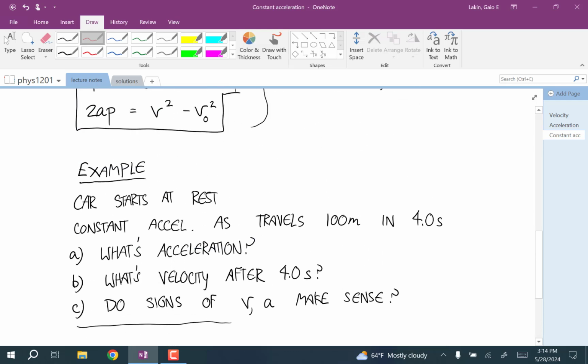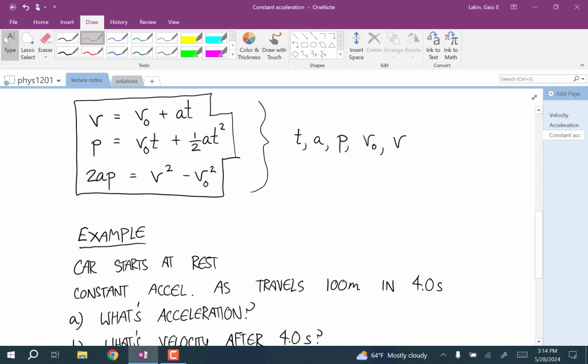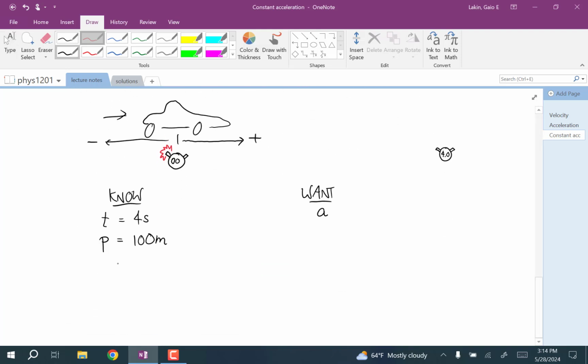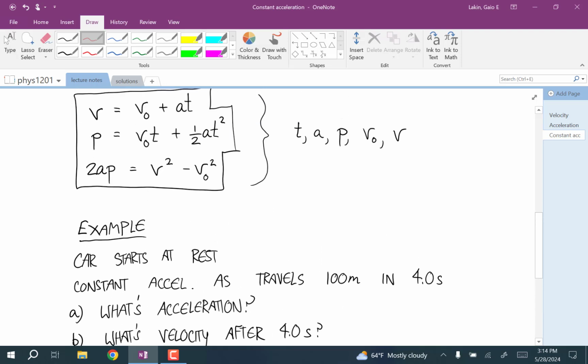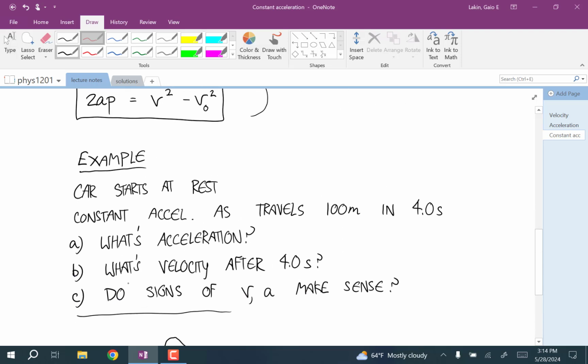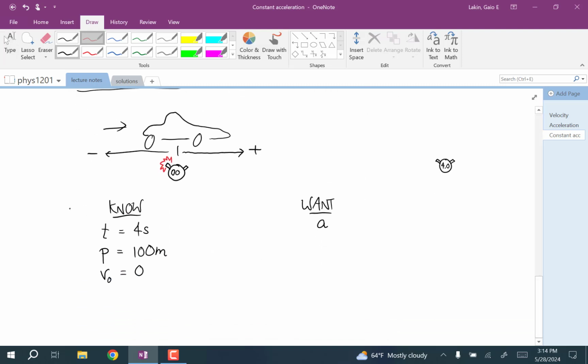Okay, what else do we know and what else do we want? The position is 100 meters. The velocity at time equals 0. It said it's at rest, so this is going to be equal to 0. And then the velocity, we don't know that. Nothing gives us that. We're going to try to solve for that in part B, but for now I'm going to just ignore that and try to work with what we have here.